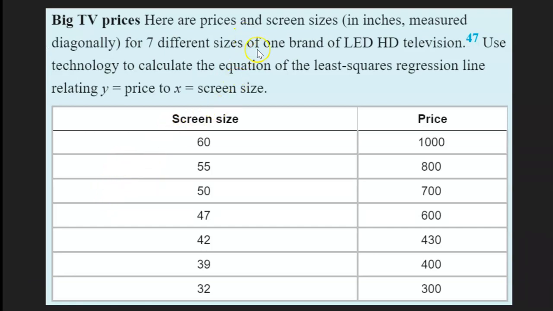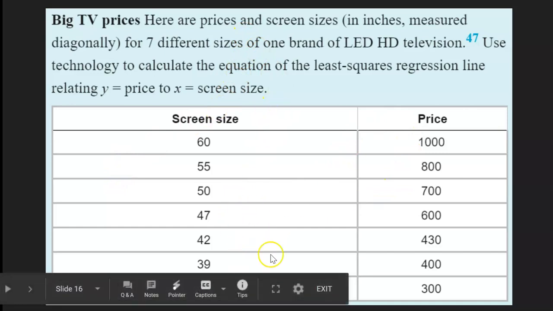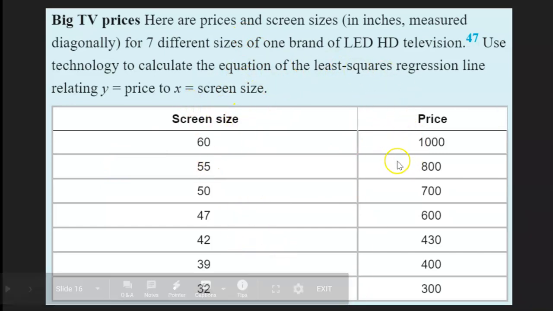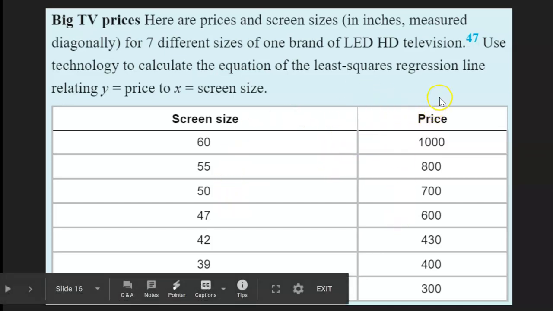So here's an example from the book again. I've got two variables here, screen size and price of TVs. I want you to go to one of those sites from the last page. You might have to go back, pause, and look it up, or you can try to find it by searching Google, or if you have a calculator, you can use that. Just plop these into your lists and see what you get.